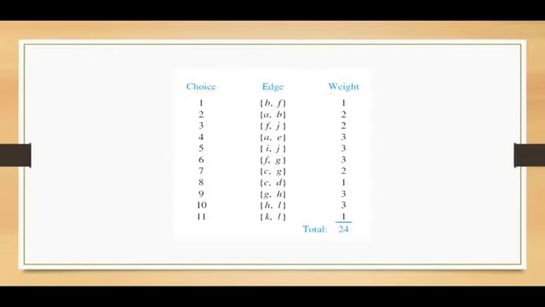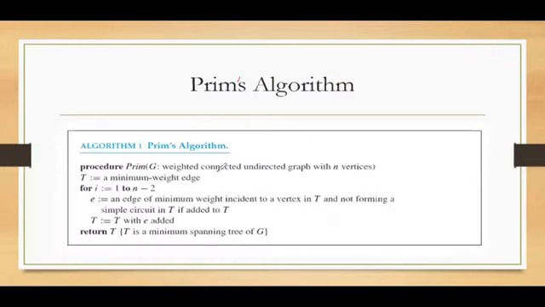let's see the algorithm. Procedure, Prim's algorithm. The input is a weighted, connected, undirected graph with n vertices. T is a minimum weight edge. So first and foremost, we are initializing the tree T to a minimum weight edge. We selected the edge BF with weight 1.